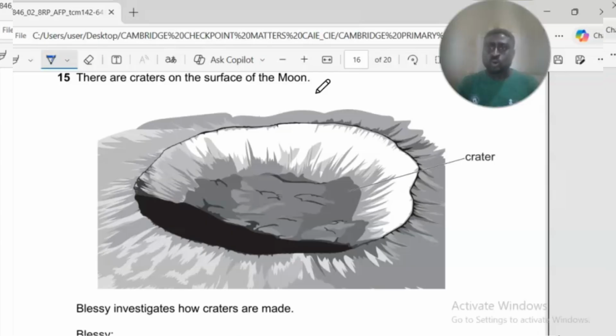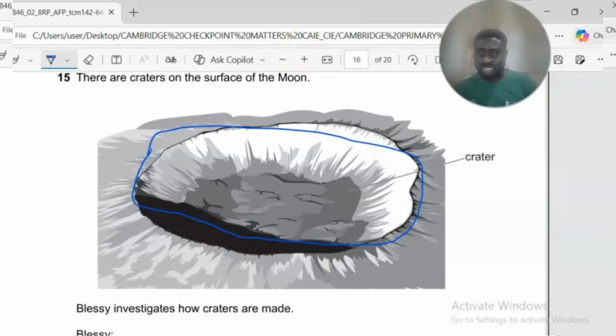They are simply holes that are created due to the impact of the collisions of different bodies in space. When bodies collide, it causes holes or craters on the surface of that body colliding. So this is a crater. You can see the hole that was created on the surface of this particular body in space, or celestial body as the case may be. That's what we call a crater.